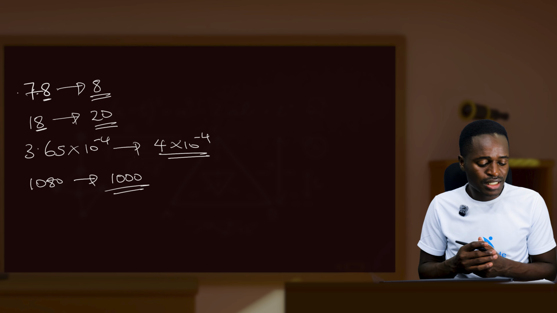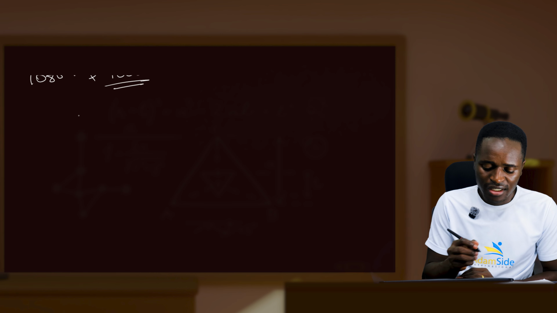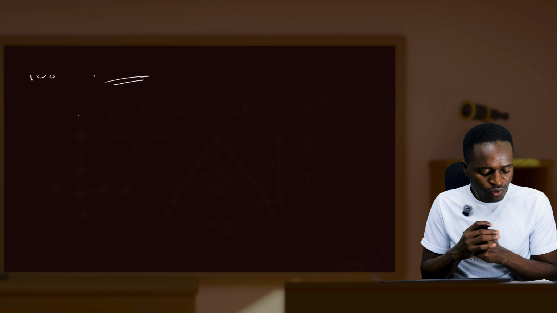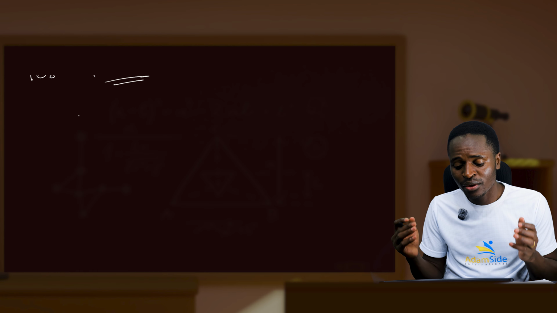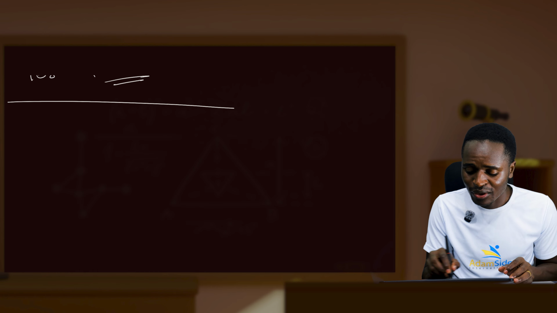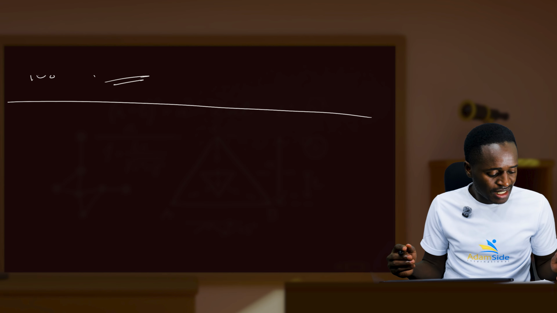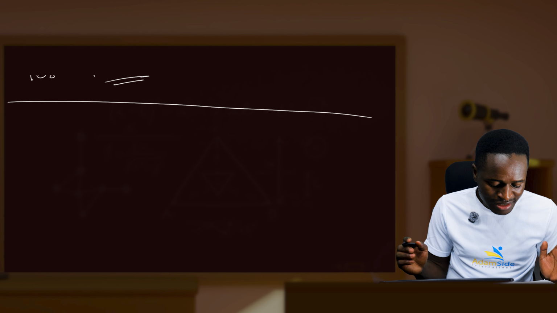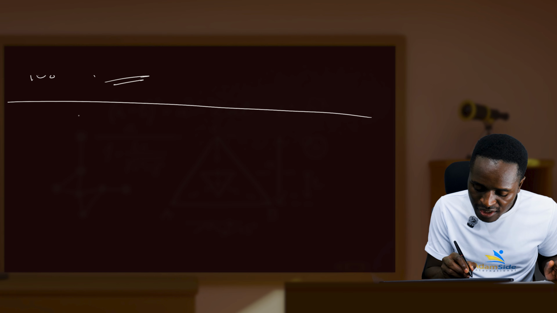So the next question is, how do I know if I have underestimated or overestimated? You can know if you have overestimated by rounding up. When you round up, that means, for example, you had a smaller number.